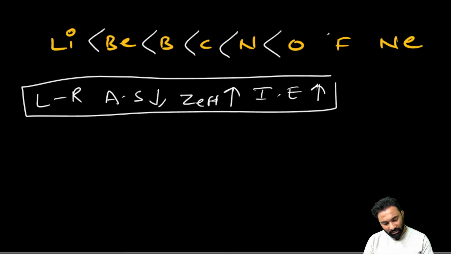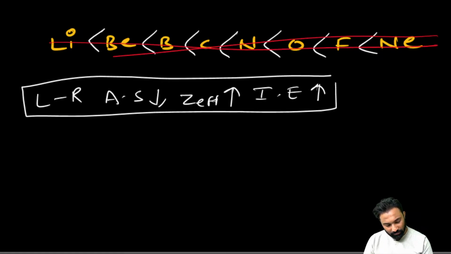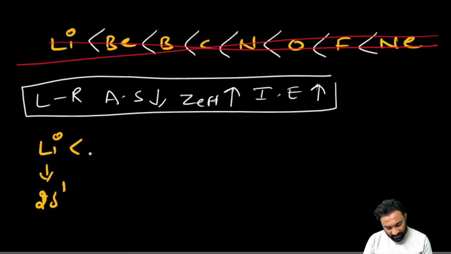This is our expected order. But actually the expected order is not correct. This is wrong. Why did it become wrong? Because in the case of lithium and beryllium, lithium has a 2s1 electron. The next order we get is boron, then after that beryllium.